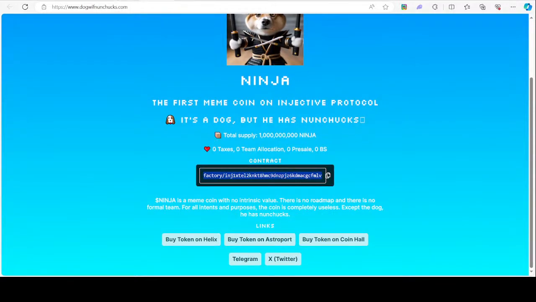That one is a little bit down because it's a little bit tricky to buy. Yeah, because what do they buy on Helix, buy on Astroport, buy on Coin Hall? All right, they got all these exchanges that nobody buys on.